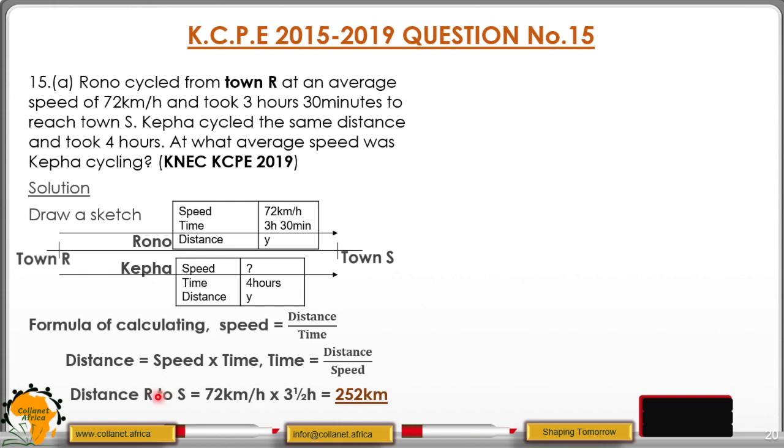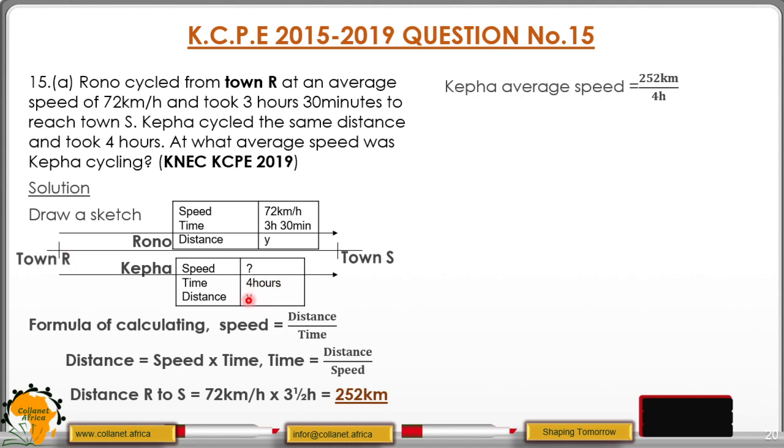Very simple. So in this case we want to get the distance, so we use 72, that is speed times time, 72, and remember to convert 30 minutes into hours, so it will be 3 hours and a half. So you multiply by 2 times this, you get 6 plus 1, you get 7 over 2. So you multiply, you get 252 kilometers. So the distance between R and S is 252 kilometers.